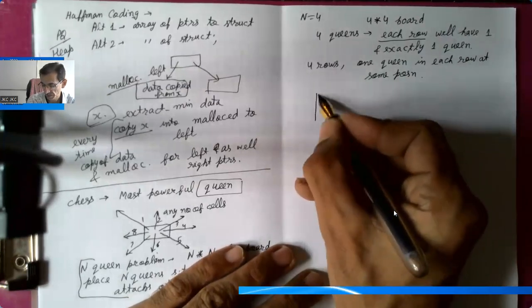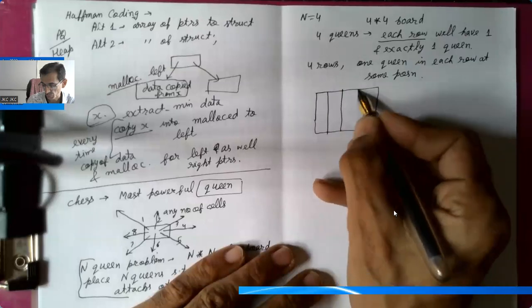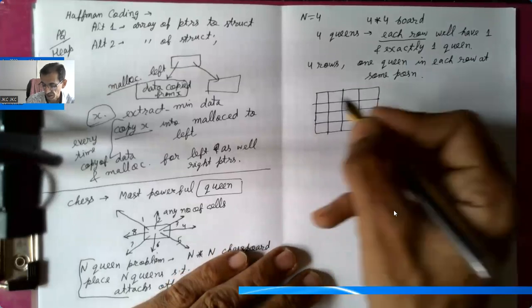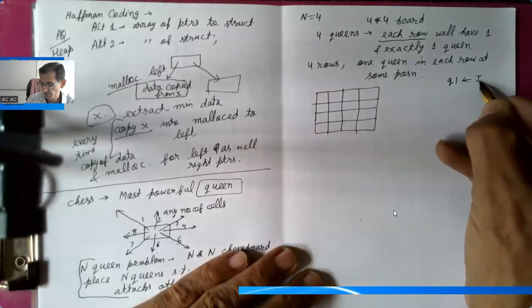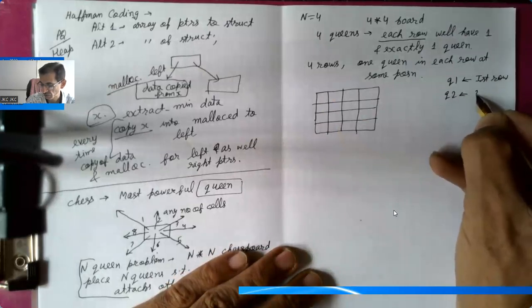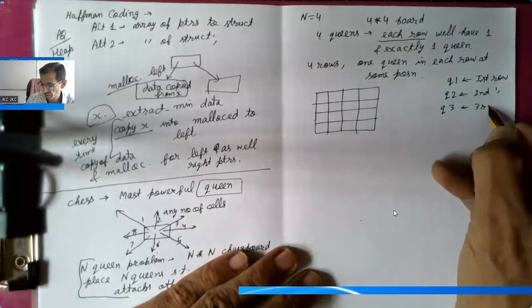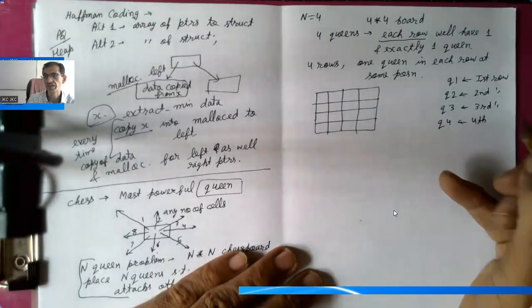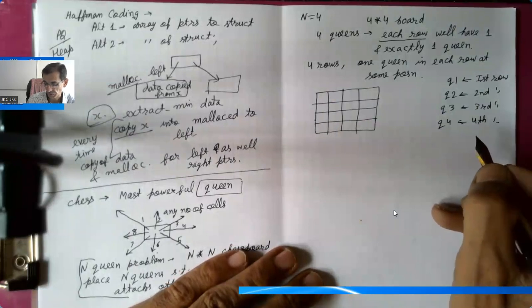For example, if I have this as a chessboard, then I say, fine, I will place queen Q1 in the first row, queen Q2 in the second row, queen Q3 in the third row, and Q4 in the fourth. So that part becomes simple. Now, I will say where I can put.